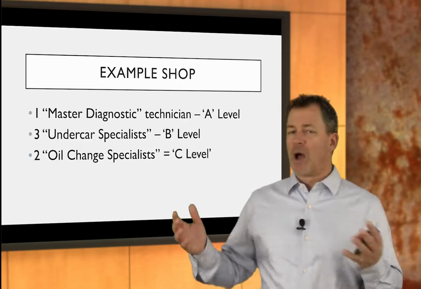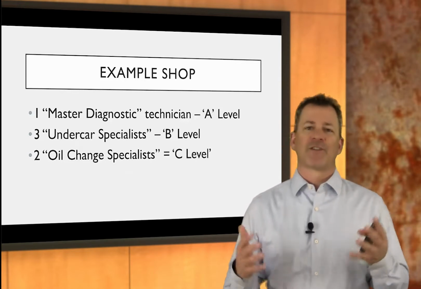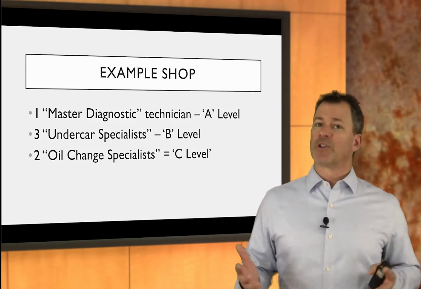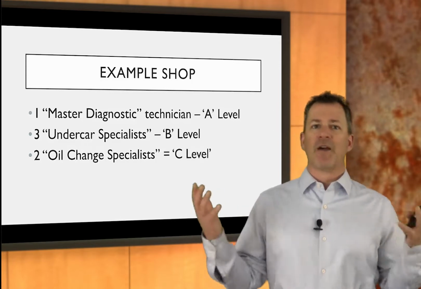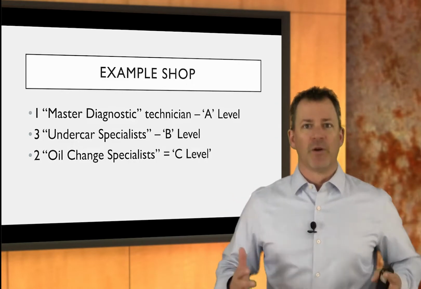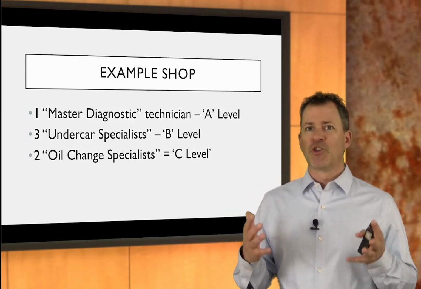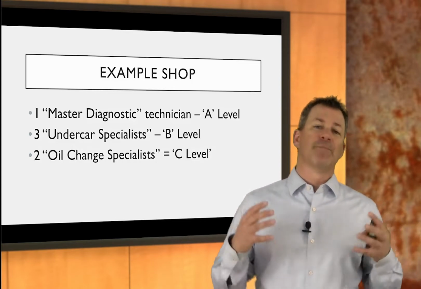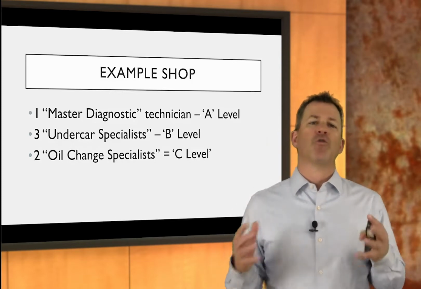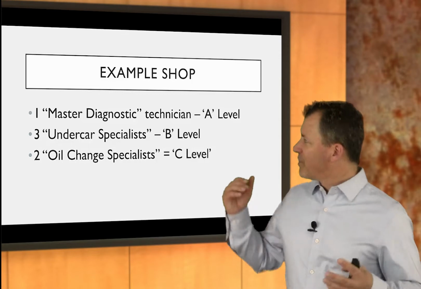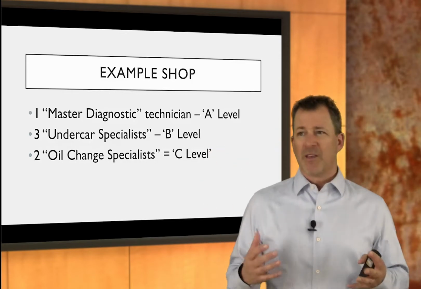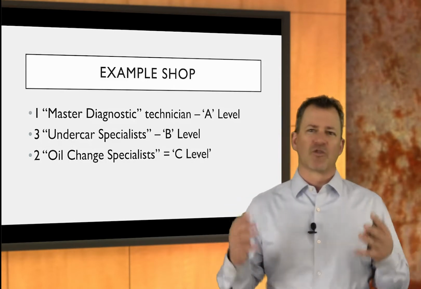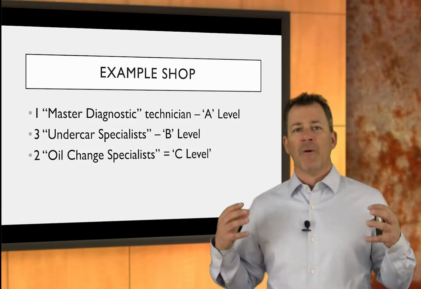I'm going to use an example shop here. Let's just say that we've got one single master diagnostic technician, somebody that we might call an A-level technician. This is somebody that's got considerable experience. They've got at least 5 years of quality experience, probably 20 to 30 years. They've got a really, really strong diagnostic skill set. They're really, really good at what they do. They're probably a really highly productive technician. They are the go-to person in the shop. And then we've got 3 undercar specialists. These are B-level technicians. These are the men and women that are really good at doing the ball joints and the control arms and the exhaust work and the brake work and that type of stuff.